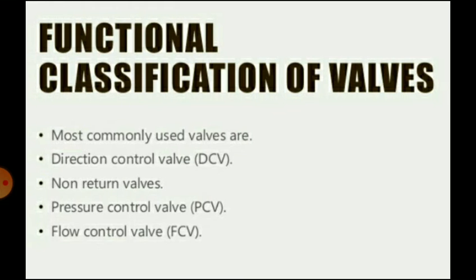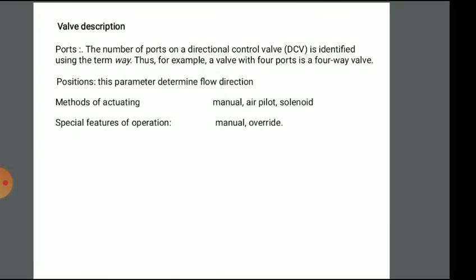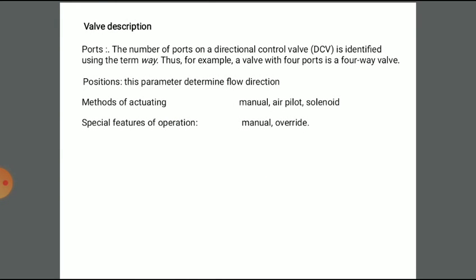So, functional classification of valves. The most commonly used valves are direction control valves, non-return valves, pressure control valves, and flow control valves. In this video, we will see the direction control valves used in pneumatic systems. A valve is described by its ports. The number of ports on a direction control valve (DCV) is identified using the term way. Thus, for example, a valve with 4 ports is a four-way valve.